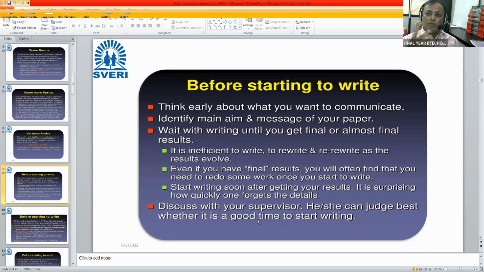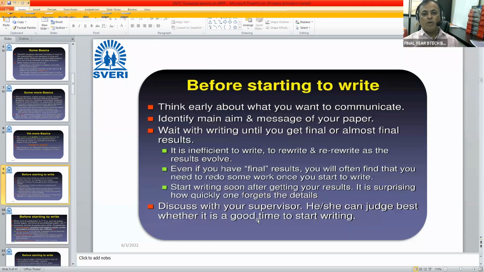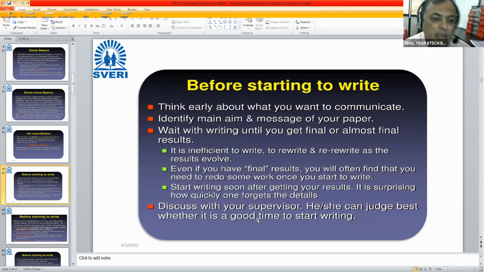So it is inefficient to write and rewrite as results evolve. You have to keep on making changes in your paper as the results keep on improving, and the paper will also keep on improving. It doesn't mean that if you get a result at one time, it will be the final one. So you can write and rewrite many times as the results evolve.